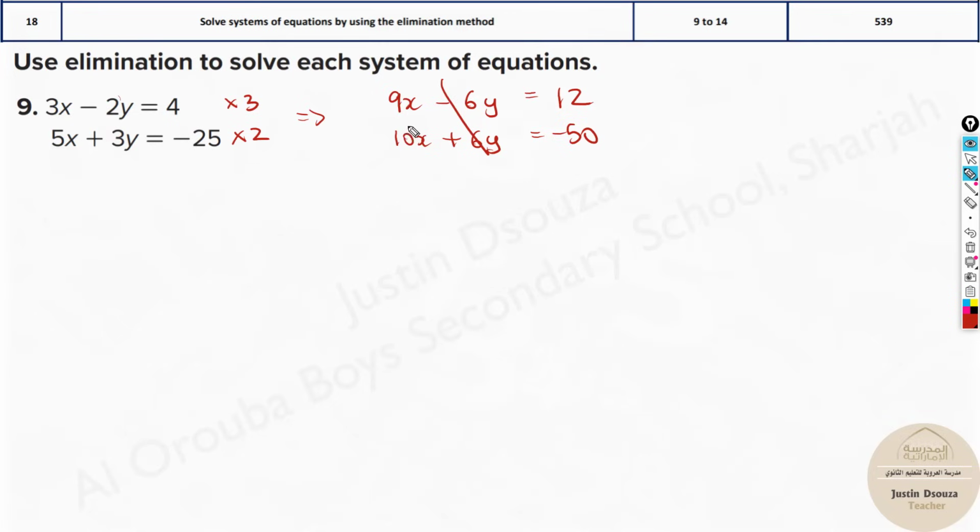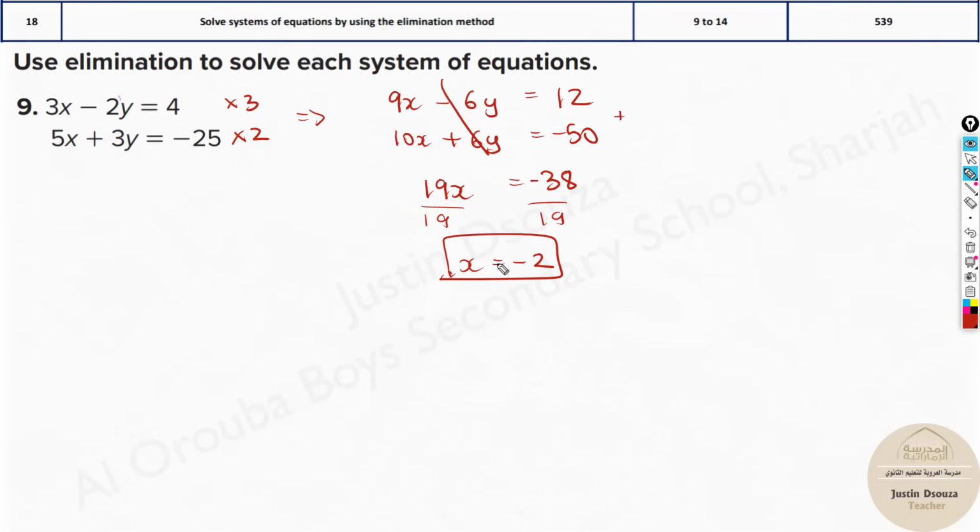Now what remains over here? You just add them up, okay? 9 plus 10 is 19x and minus 50 plus 12, it'll be 50 minus 12, it's 38, but with a minus sign. Why? Because 50 is negative. Now divide both the sides by 19 and you're going to get x is equal to minus 2. That is the first answer. That is the x value we found out.